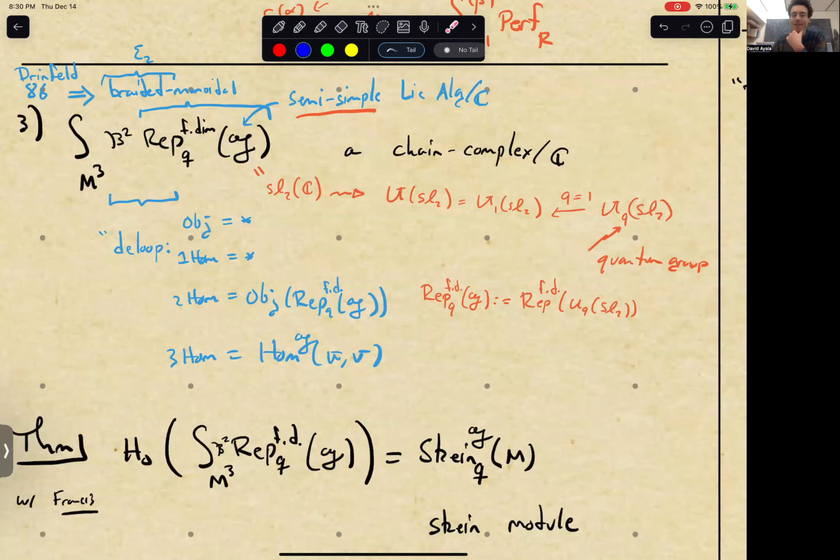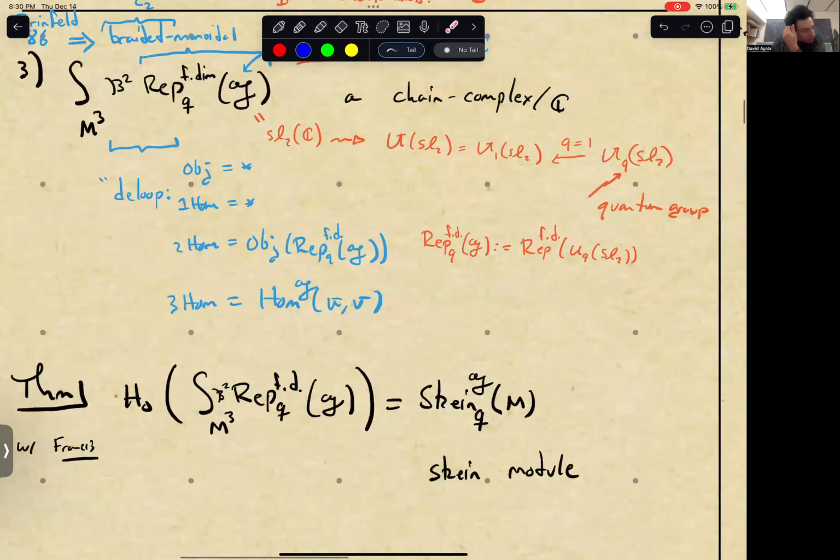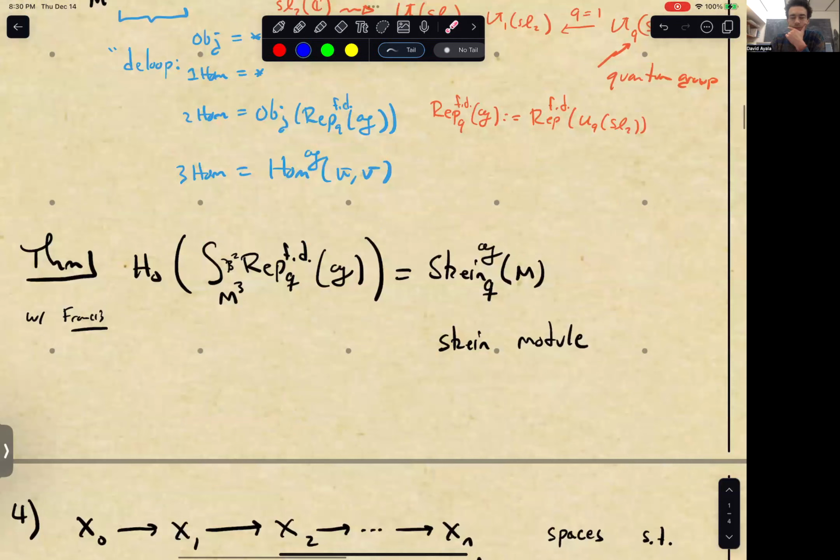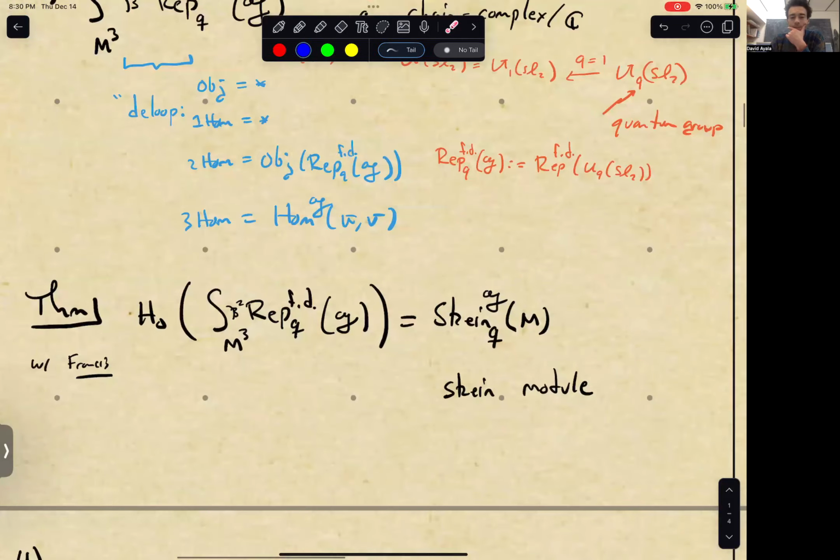I see. I have another question. So this rep QG finite dimensional, it's not only braided, but also a modular tensor category, right? Yeah. This S and T modularness will play a role here.